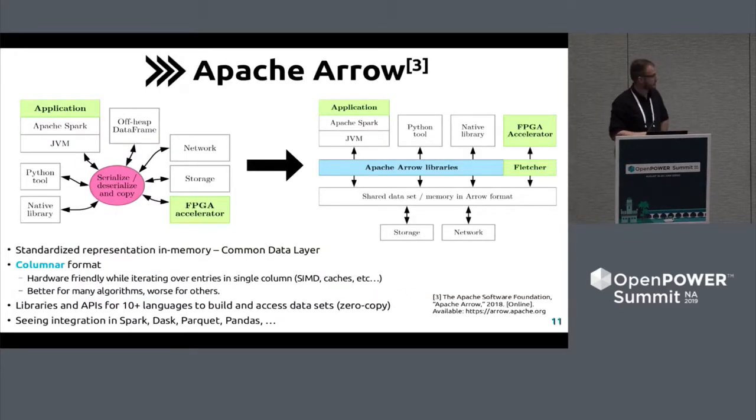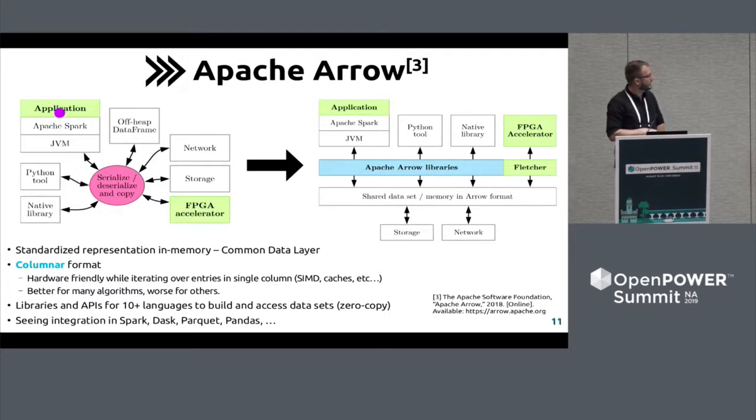Those folks came up with Apache Arrow, which is a great project. Normally you would have your big data system here with lots of components. For example, you'd have a Python tool and you want to make that work with something like Apache Spark. You had to do all this serialization and deserialization back into the Python tool and make copies, right?